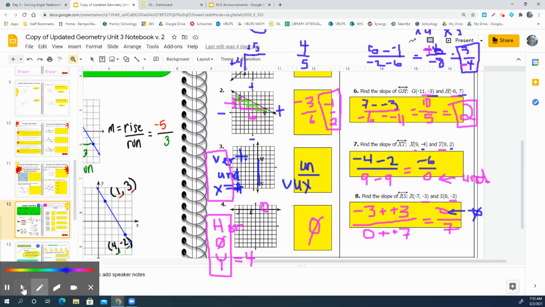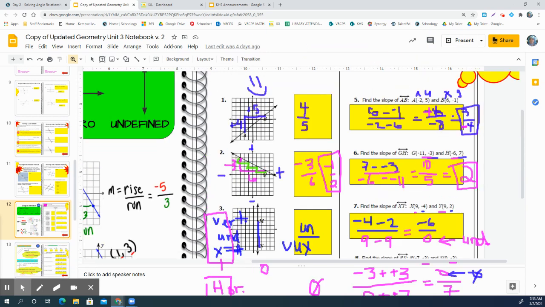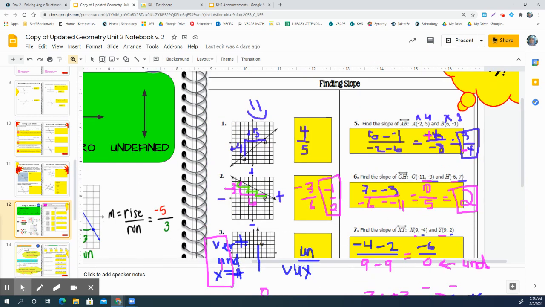There was a message in the chat saying, can we go look at number 1? So let's go look at number 1 again. Did I make a mistake in number 1? 1, 2, 3, 4. 1, 2, 3, 4, 5. Up 4, right 5. 4 over 5. I'm looking in the chat. Okay, just wanted to make sure.